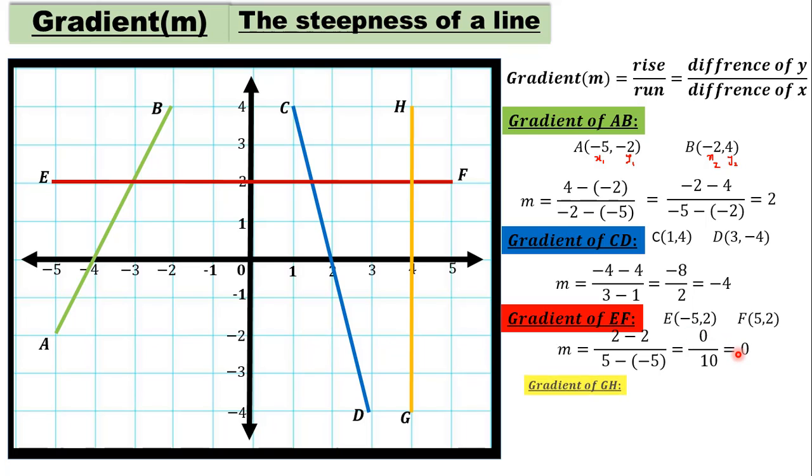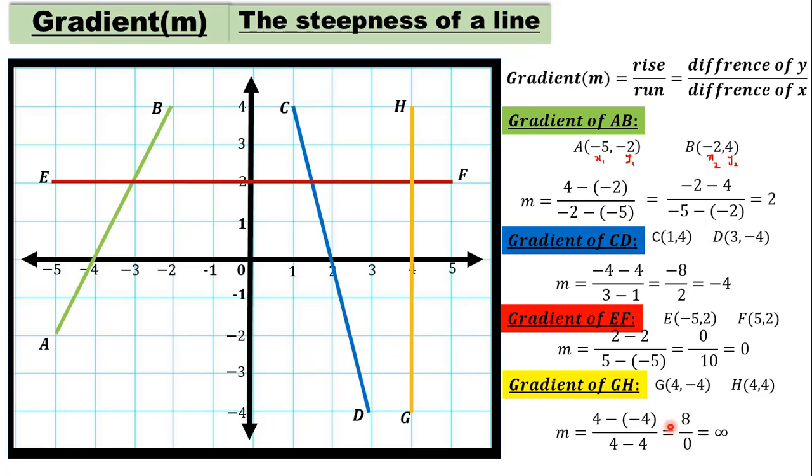Now for the last one, which is GH, a vertical line. We have the coordinates of G as (4, -4), and the coordinates of H as 4 in the x direction, 4 in the vertical direction. The difference of the y coordinates, 4 minus (-4), will give you 8. The difference of the x coordinates, 4 minus 4, will give you 0. And any numerator divided by a 0 denominator is always undefined, and we represent it with infinity. So the gradient of the vertical line GH is undefined or infinity.